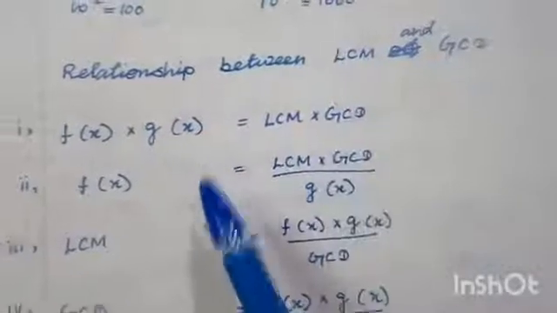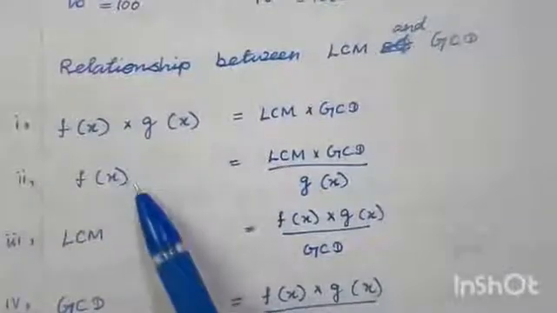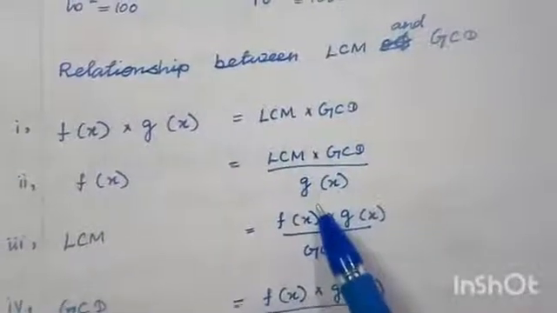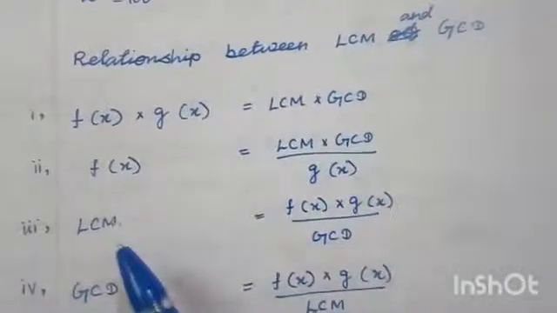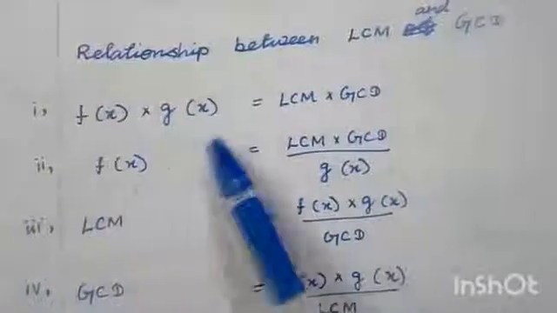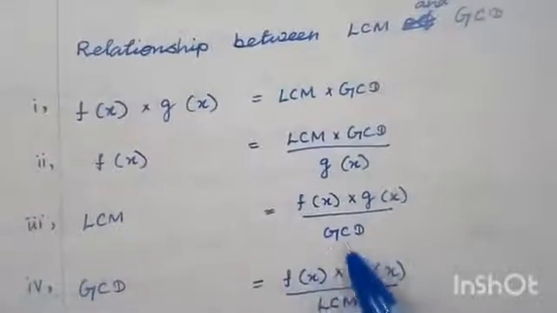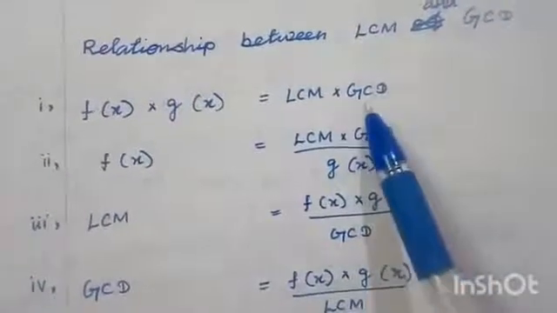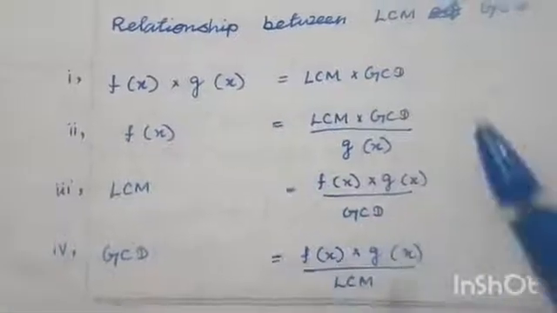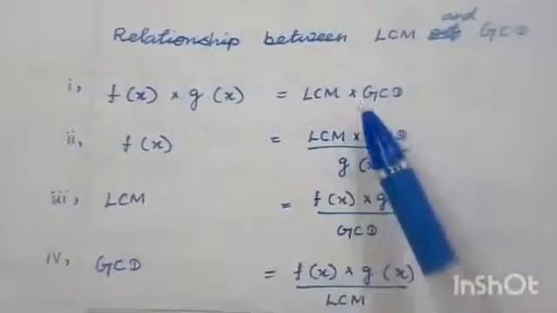Using this general definition, we have to derive the following. We want to find one polynomial, that is LCM into GCD by g(x), another polynomial. Suppose you want to find the LCM. How do you find the LCM? f(x) into g(x) by GCD. Suppose you want to find the GCD. How do you find it? f(x) into g(x) by LCM. This is the basic formula.